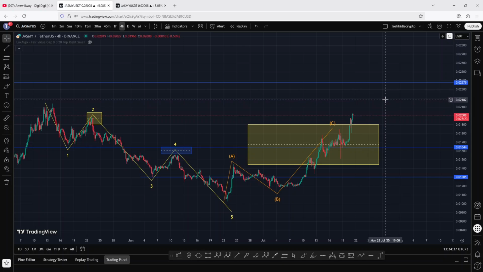So that is the roadmap that I expect Jasmy to follow on the short term and also on the long term. And let us be patient and see how that plays out, and I will ensure you stay up to date.